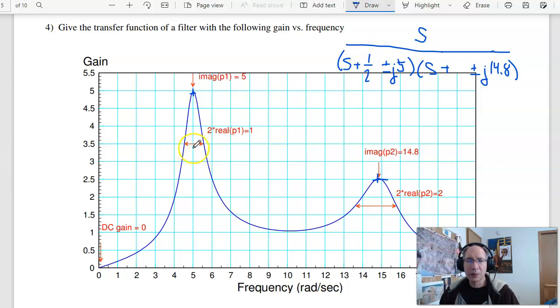Again, the bandwidth is double the real part. Over here, go down by 70%, or go down to 0.7 times the peak, down square root of 2, down 3 dB. This width is about 2 radians per second. So the real part's 1. And then there's a gain on top. To find that, what I can do is match the gain at some point, or in MATLAB, calculate the gain versus frequency and find the maximum. The maximum should be 5. So pick K so the maximum gain versus frequency is 5.